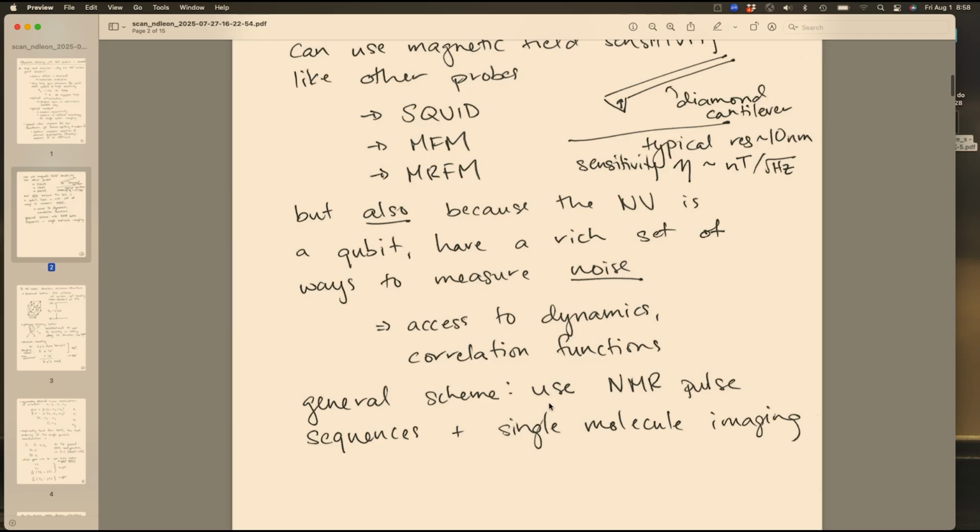All right. So our general scheme here is that we're going to combine 80, 90 years of nuclear magnetic resonance, where we know all these pulse sequences and can drive our qubit with different Hamiltonians to make it sensitive to different components of the noise and all kinds of things. And then we combine that with something like 40 years of single molecule microscopy, which people have known how to do since the 80s, in order to pinpoint a particular location where we're going to measure these dynamics.